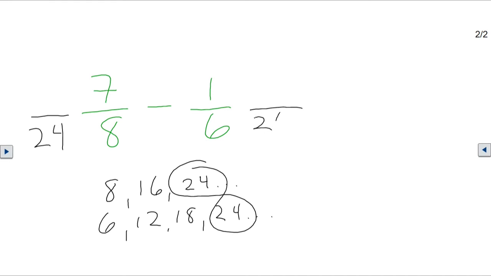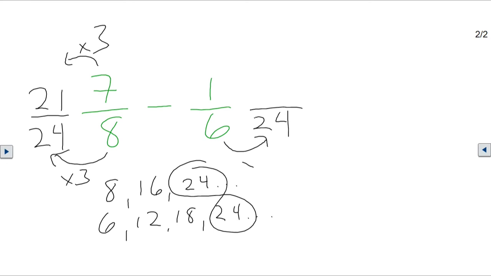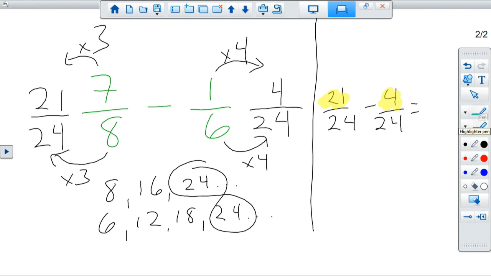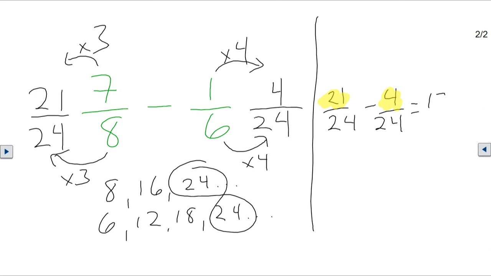So we're going to change our fractions into 24ths. Again, what do I do with 8 to get 24? I multiply by 3. So I want to do the same thing here. So that becomes 21/24ths. What do I do with 6 to get 24? I multiply by 4. So that becomes 4/24ths. Okay, so my new problem now is 21/24ths minus 4/24ths, which gets us, again, we want to subtract the numerators. Right, I want to take the 21 and subtract the 4. And that gives me 17/24ths.